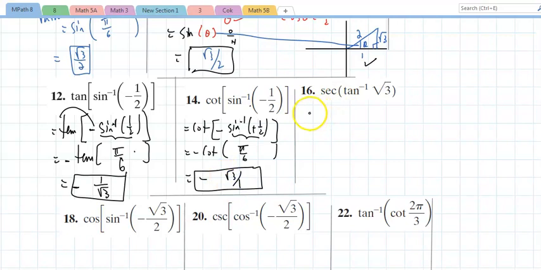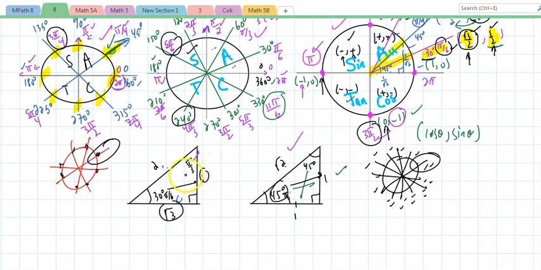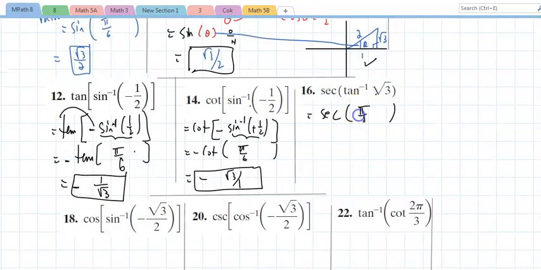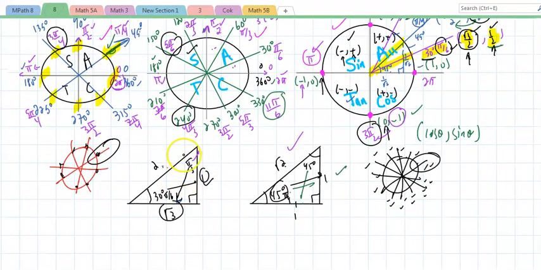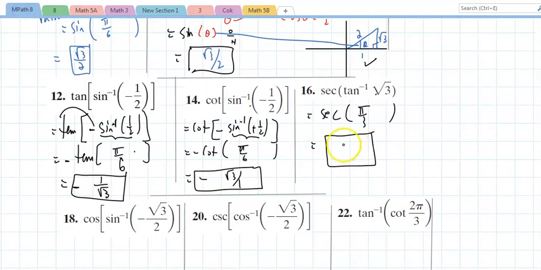How about here? This is the secant. If this is positive, we're in quadrant 1. The tangent of which angle gives me radical 3? The tangent of pi over 3 is the opposite over the adjacent. Pi over 3. And I'm looking for the secant of pi over 3. Well, there's pi over 3. Secant is the hypotenuse over the adjacent, 2 over 1.